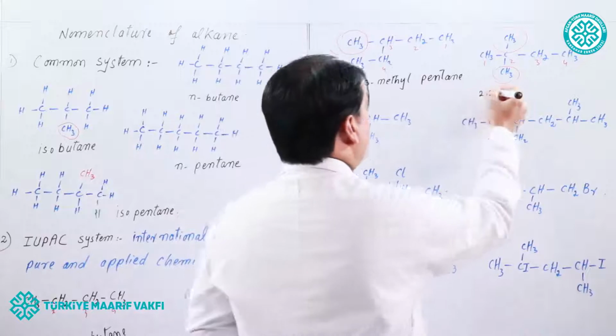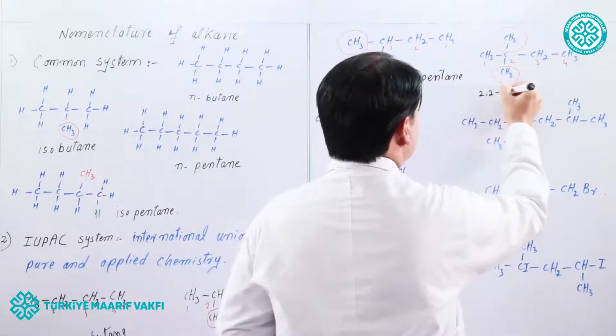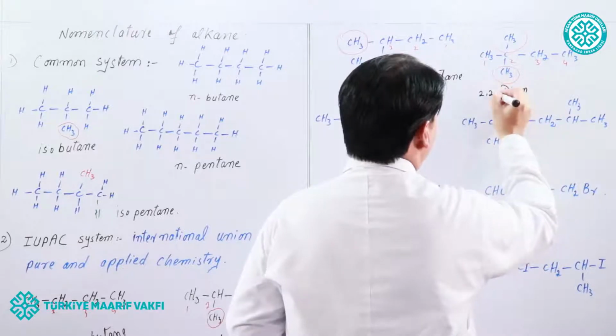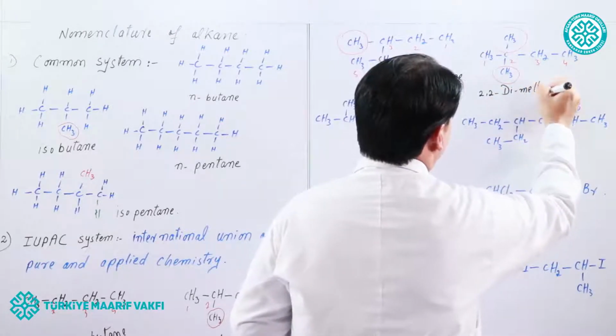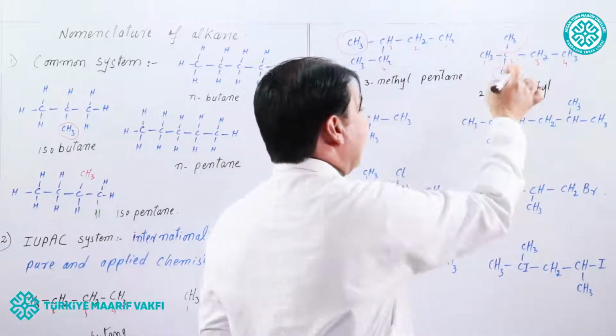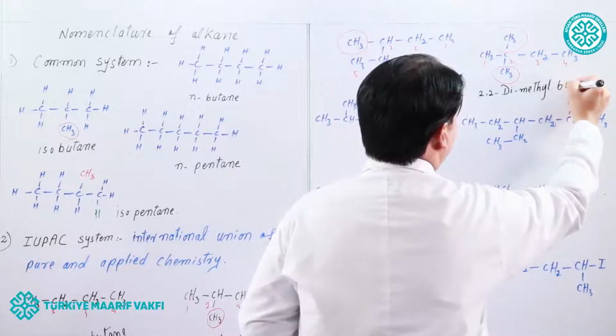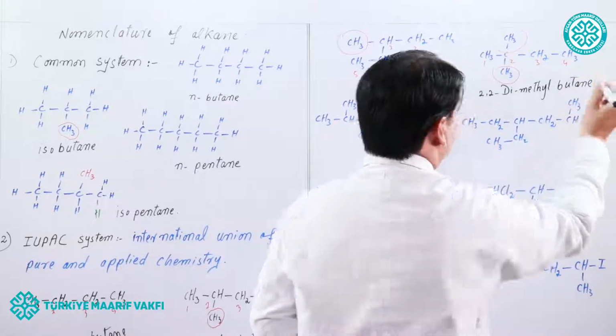So 2, 2-dimethyl. Methyl, dimethyl. How many carbon? 4. Butane.